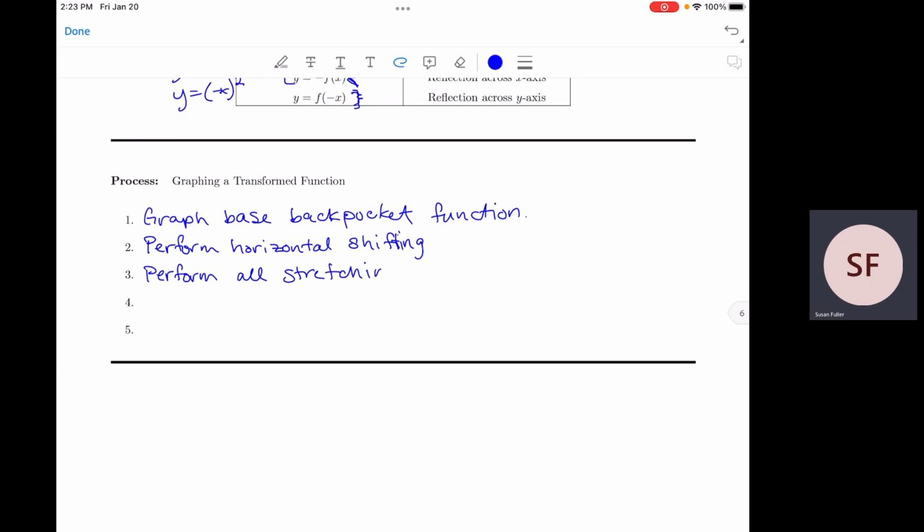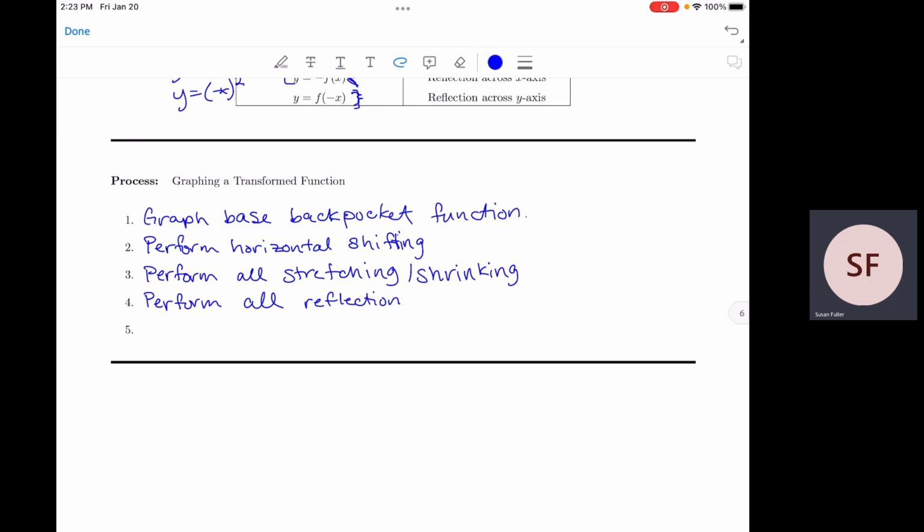So you'll want to do both vertical and horizontal stretching or shrinking, whatever you have. Do them both during this stage. Doesn't matter which order you do them in, but your stretching and your shrinking will happen after you do that horizontal shifting. After you do your horizontal shifting and any stretching or shrinking, the next item that you're going to do is all reflections. That's what you want to do next.